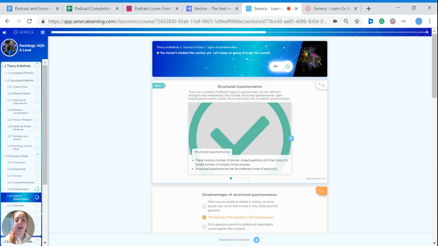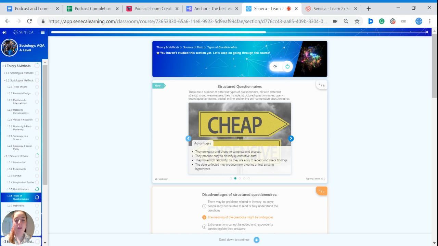Structured questionnaires involve a number of preset, closed questions with the choice of a limited number of multiple choice answers. Structured questionnaires are the preferred choice of positivists. The advantages of structured questionnaires are that they are quick and cheap to complete and process. They produce easily classified quantitative data, and they have high reliability as they are easy to repeat and check findings. The data collected may provide new theories or test existing hypotheses.